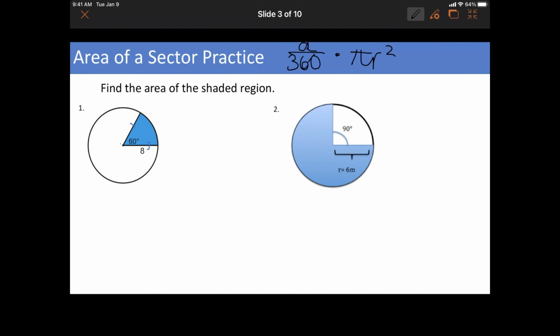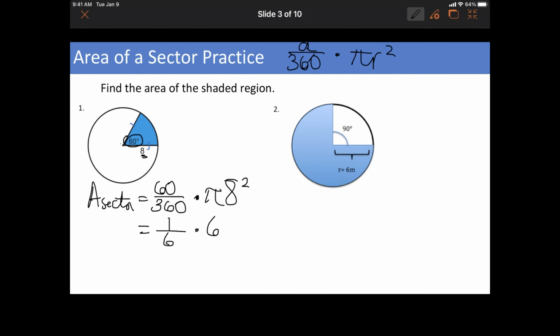All right, so the area of this sector, what's my angle? That's 60 over 360. I'm not writing degrees because degrees divided by degrees would simplify out to 1. And then pi r squared. And then my radius is 8. So I'm going to do some simplification. This is going to simplify to 1/6 and 64 pi.